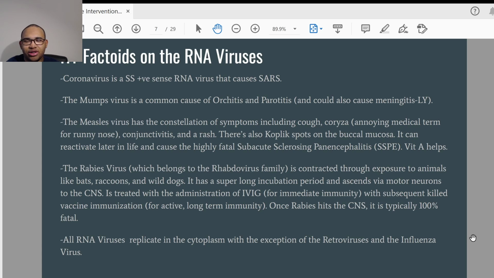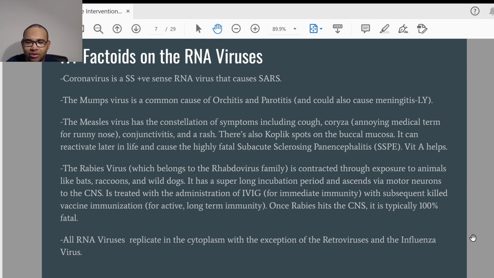Usually, when you suspect the person has been exposed to rabies, you give them the rabies immune globulin, and then you also give them the killed vaccine, so that they can have both immediate and long-term immunity. And you give those things in separate arms. It's just one of those bizarre things you may see on a test. You don't give it in the same arm because you don't want the immune globulin to bind up the vaccine you're giving the person.